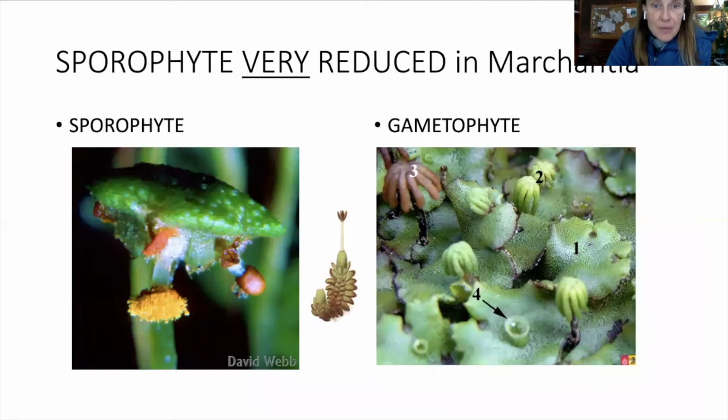Right? So if you look at the drawing of the moss in the middle, everything except for that little stick, the sporangia, everything else is gametophyte. Sporophyte is only a little bit on top.